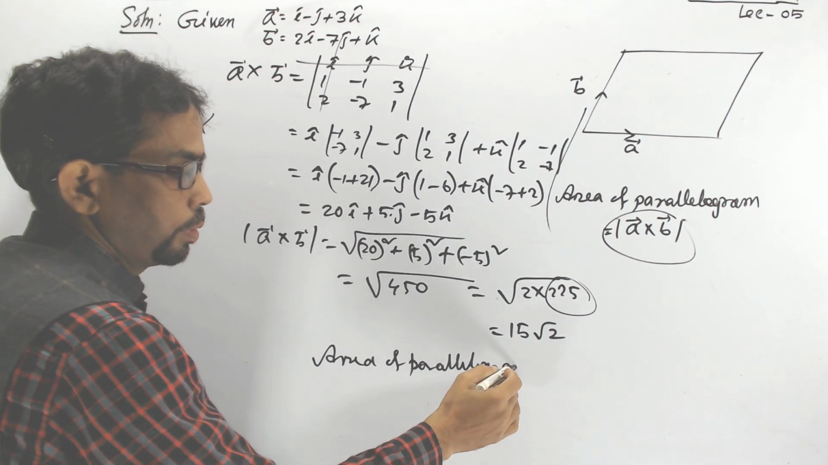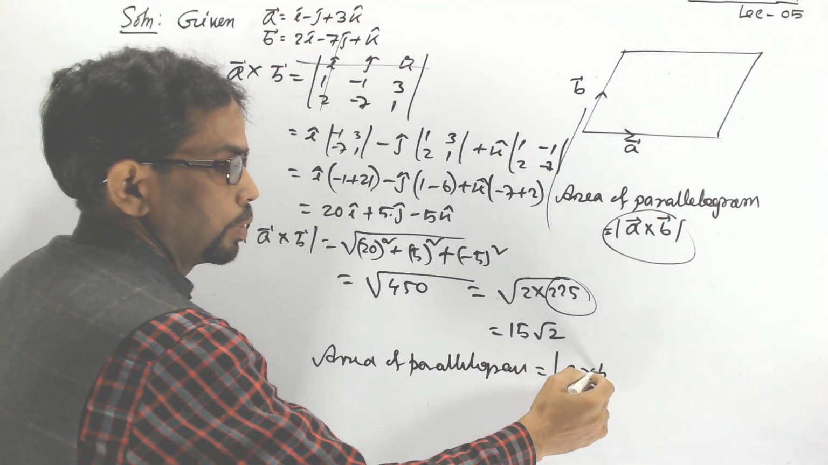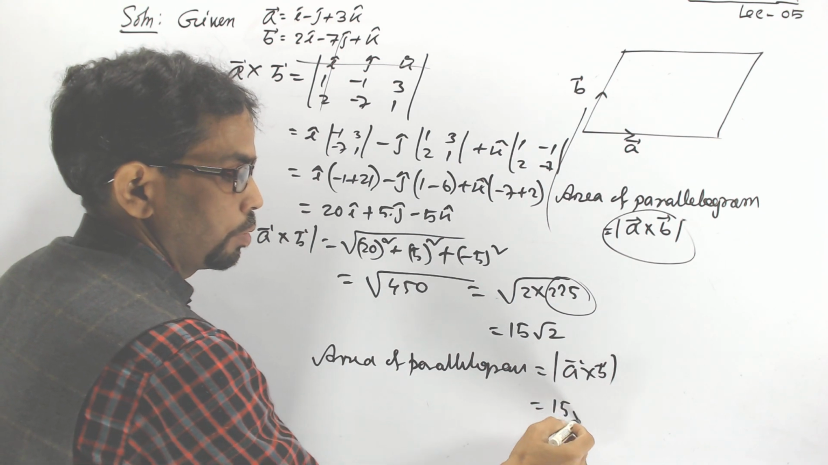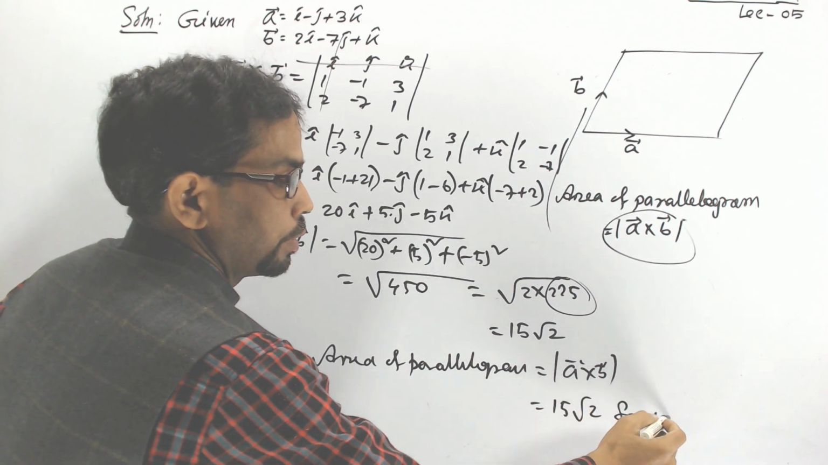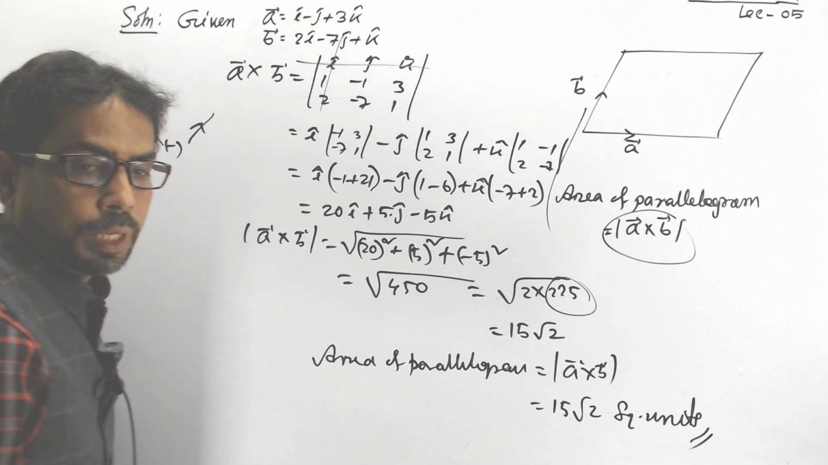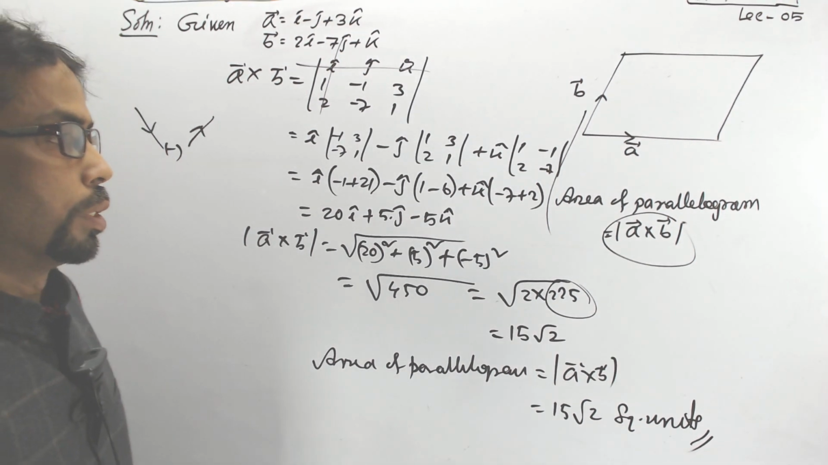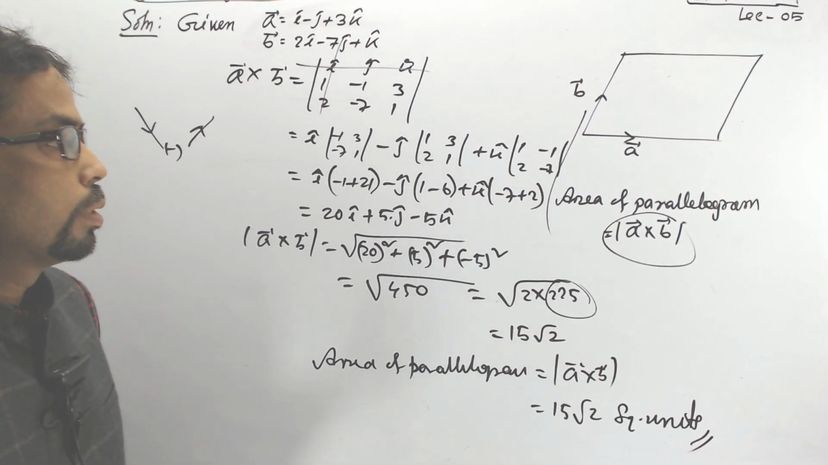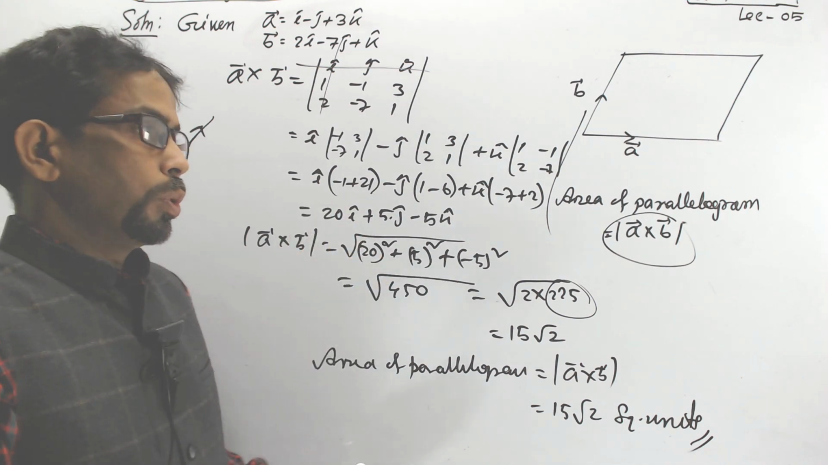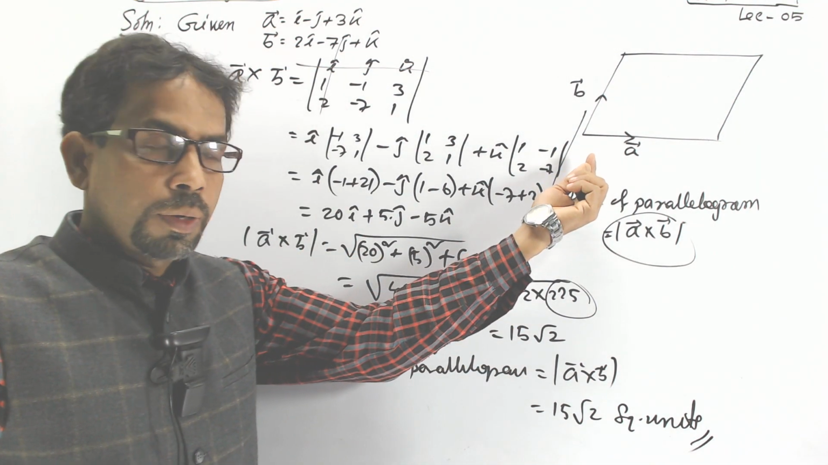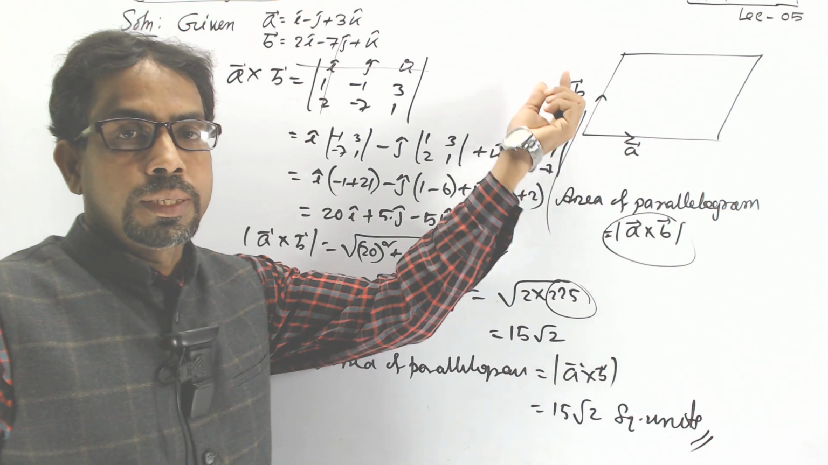Area of parallelogram is just the magnitude of the cross product, which is 15 square root of 2, and then you can write it in square units. Area is always measured in square units. So this is the solution when to find the area of parallelogram in which the adjacent sides are given.